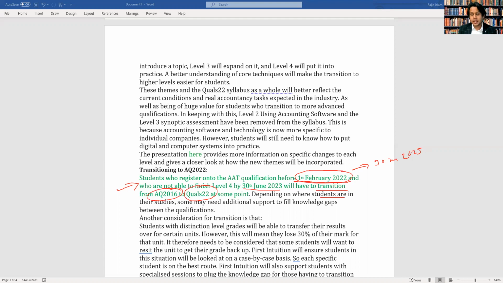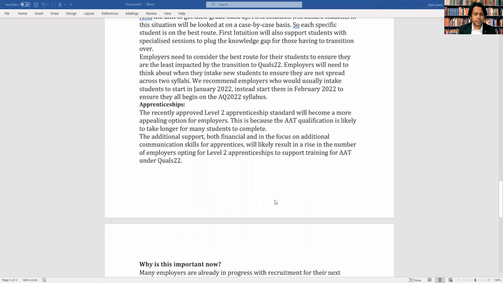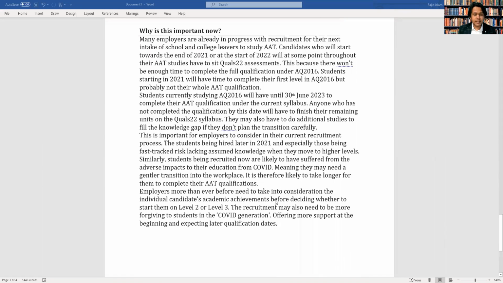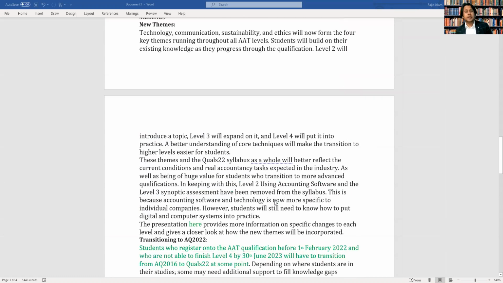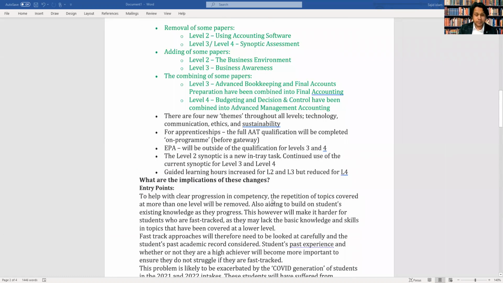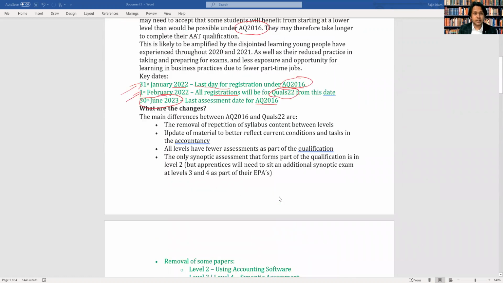So if you are already studying AAT, and if you are very close to finishing your papers, then I would say make a plan. Don't delay much, and try to finish by June 2023, isn't it? 30 June 2023. That's the last date you have to complete your AAT. For example, if you started your level 2 now, try to make a plan so that by June 2023, you can complete your study within the next 2 years.